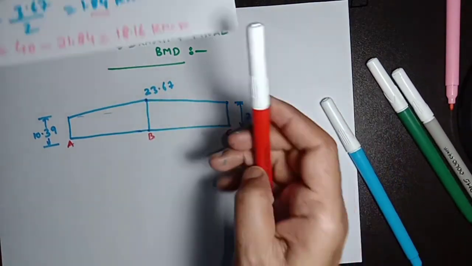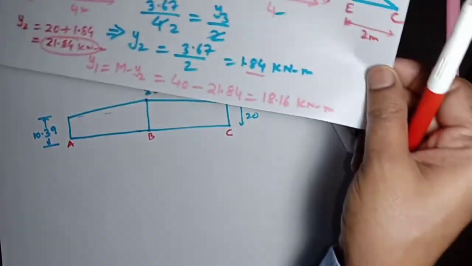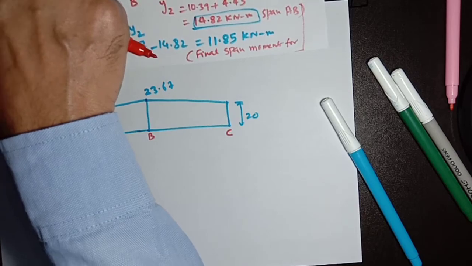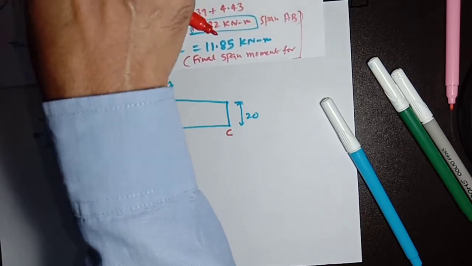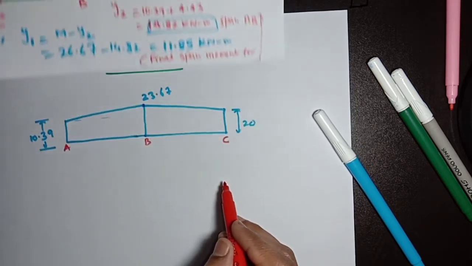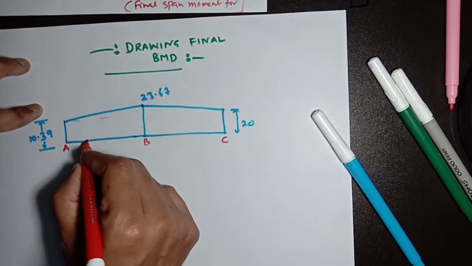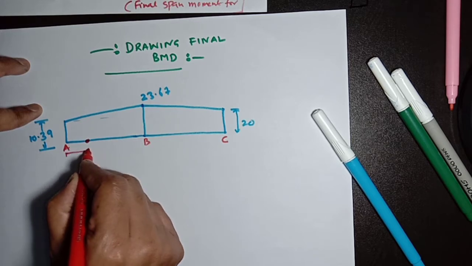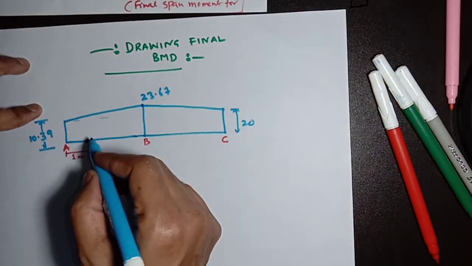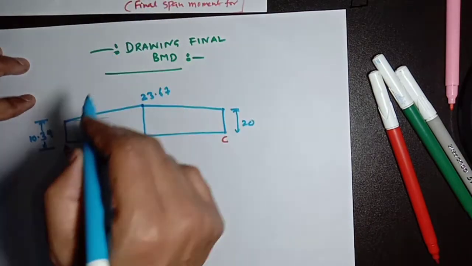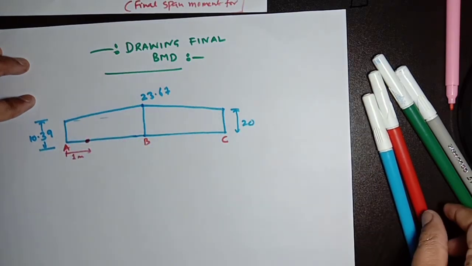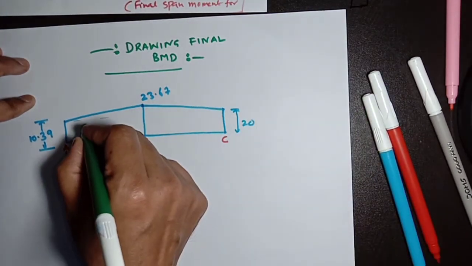Now as we have calculated, at a length of 1 meter from support A, there is a span moment we have calculated here. This value is 11.85, the final span moment. So at a distance of 1 meter, we are taking a point 1, and its value will be 11.85. It will be slightly larger than this.